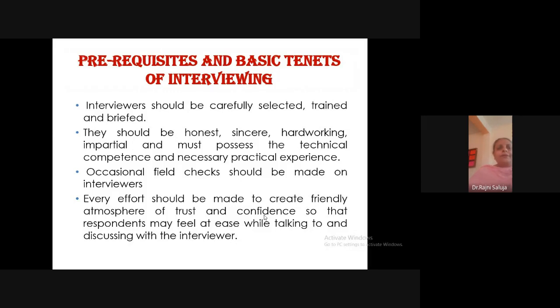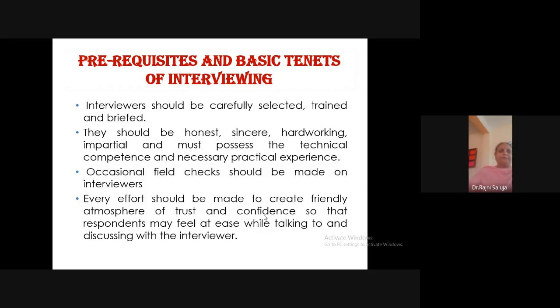Every effort should be made to create a friendly atmosphere, trust, and confidence so that respondents may feel at ease while talking to and discussing with the interviewer. That I have already discussed, that a friendly atmosphere should be there. We cannot forcefully ask anybody that you have to give that information. Like this, nobody will give the information. We first have to create a rapport, a friendly environment, and then only they will be able to respond.